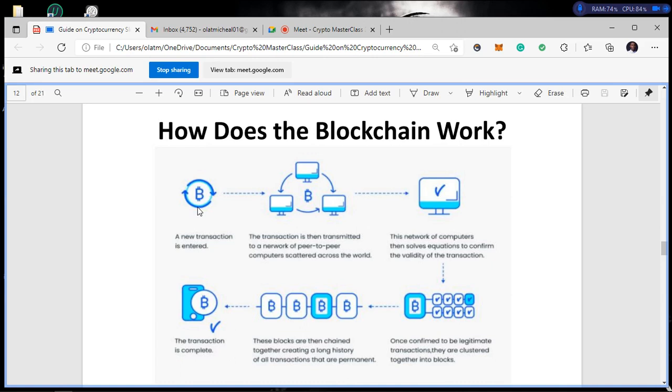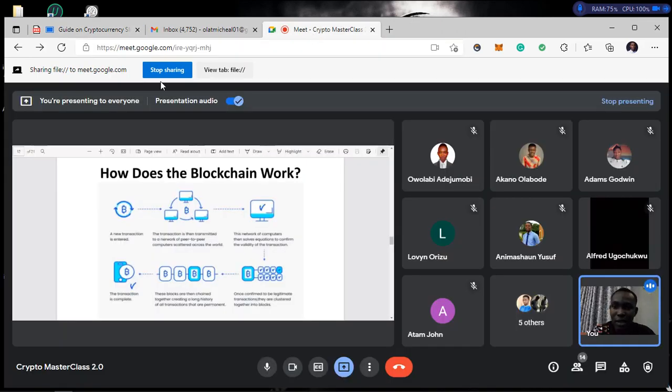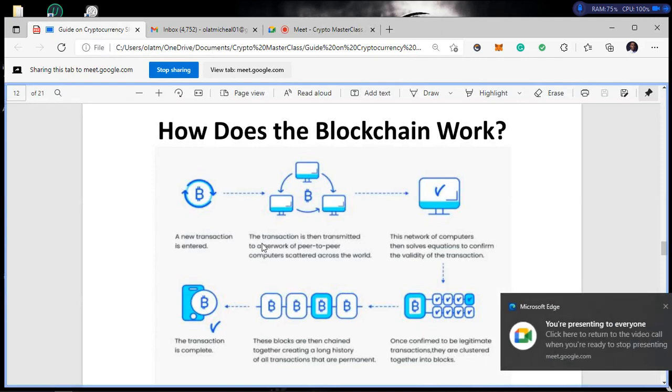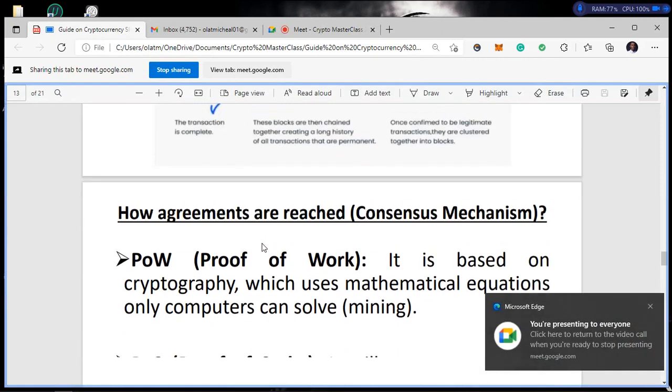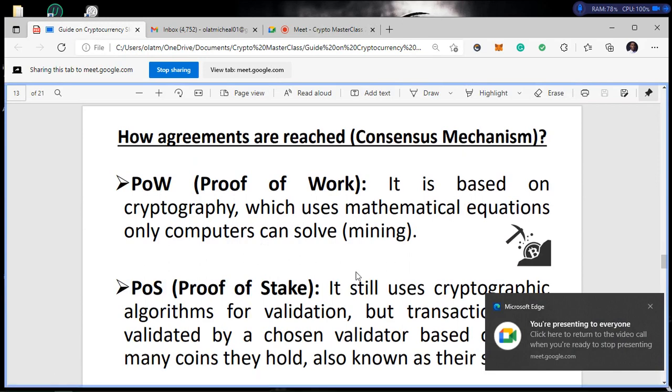This network of computers then solves equations to confirm the validity of the transaction. That's where mining and validating come in. So you can see the three components of the blockchain at play here. Once it's confirmed to be legitimate, these blocks are chained together, creating a long history that cannot be altered. And from there, the participant receives it and the transaction is completed. So that is basically how the blockchain works and operates. When you understand this, you know what exactly the blockchain has to offer you.